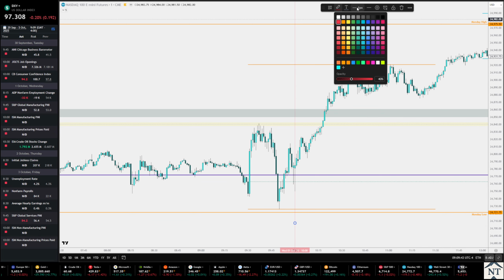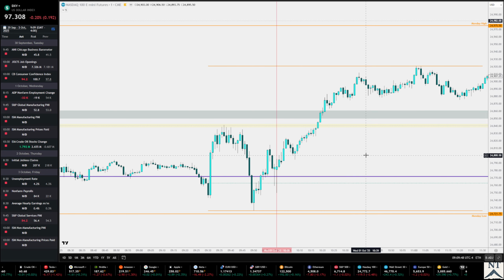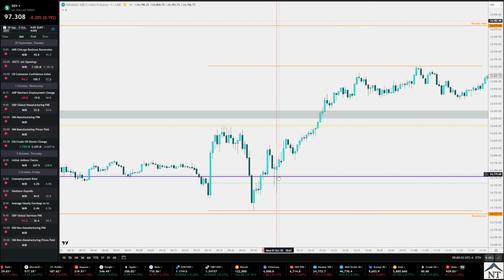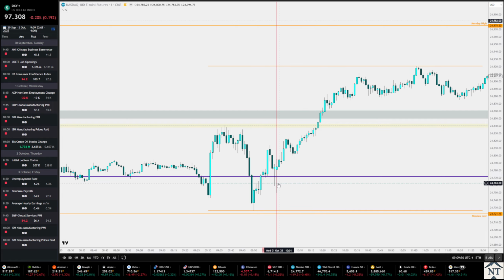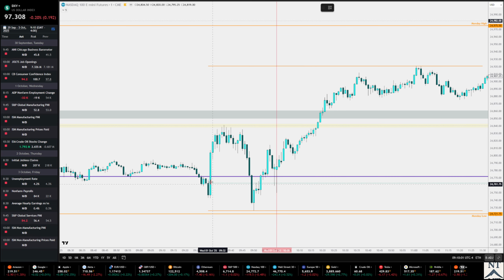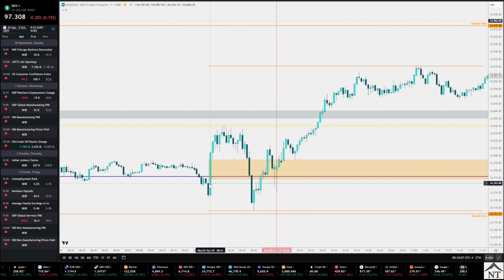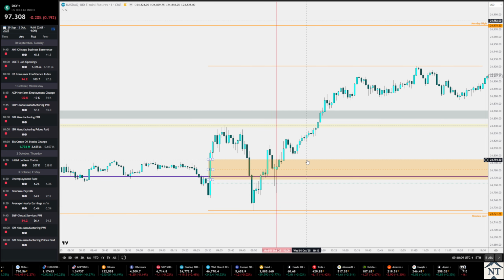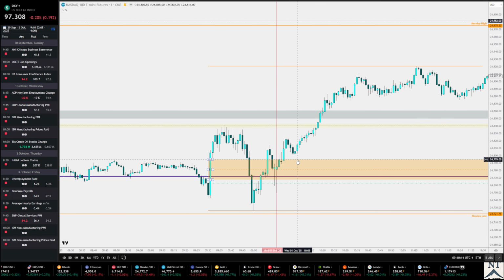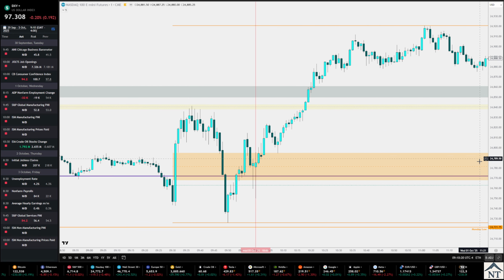Actually, like that, it's okay. 10 a.m. What happens? Here we already collected liquidity. We revisit the 9:30 open and use this fair value gap, the first presented fair value gap at 9:31, to bounce on it. Look at the precision of this gap introduced by ICT.